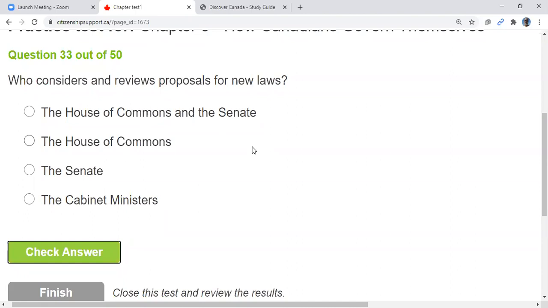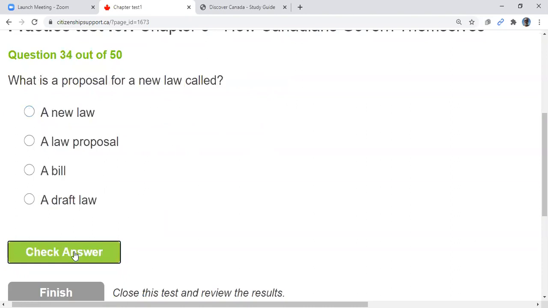Maybe this is number 1. I say number 1. Yeah, that's fast. Very good. You're getting faster as we go along. Okay, and Diallo, what's this one? What is a proposal for a new law called? Number 2.